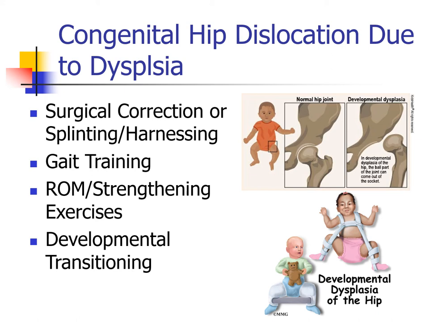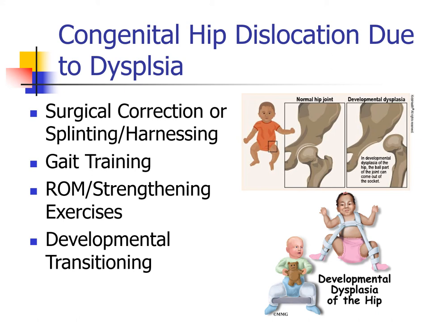If the child begins to ambulate, we will see a limp due to pain and instability. We'll see a lack of abduction range of motion associated with this. With respect to gait, we could see a Trendelenburg, and there could also be a leg length discrepancy as well. It's most commonly evaluated through means of ultrasound early on, but plain film x-rays can also be very helpful.